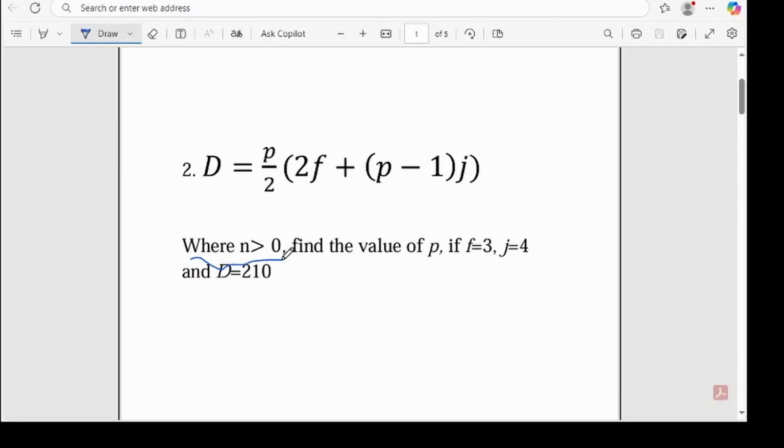But kindly take notice of this, where p is greater than 0. It will be very essential in the final answer, because whatever answer we get in this question, the answer must be greater than 0. If your answer is less than 0, that means your answer is wrong. So take notice of this preamble. Okay, so let's quickly delve into it.